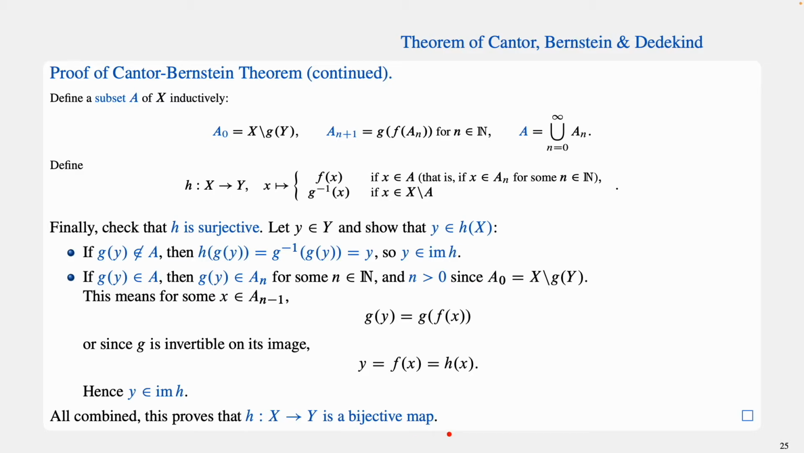And this concludes the proof of the Cantor-Bernstein theorem, that if we have an injective map from X to Y and an injective map from Y to X, then there must be a bijective map between the two.